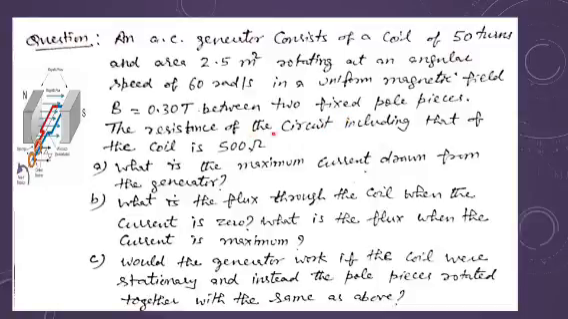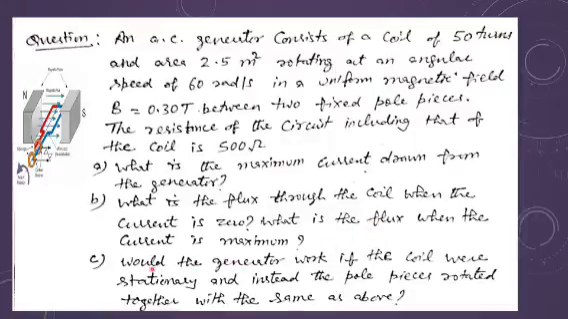It means we are rotating the coil, and the pole pieces are fixed. The resistance of the circuit including that of the coil is 500 ohm. So resistance is also given to you as 500 ohm. What is the maximum current drawn from the generator? You have to find the maximum current. You have to find the flux through the coil when current is 0, and when current is maximum, you have to find the value of the flux. It means flux is also to be calculated.